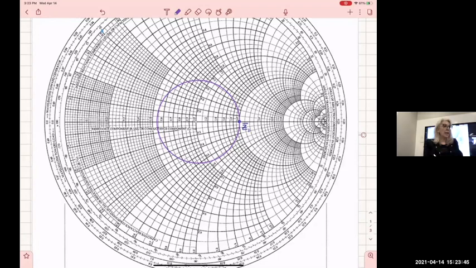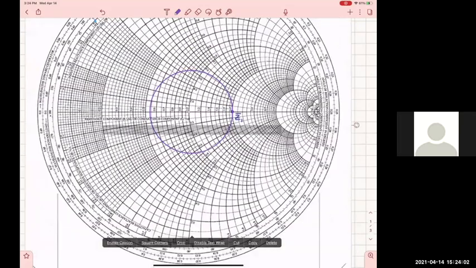And then what would I have to do to be able to find Z input for this line at BB prime? I will have to move on this line, from the end of the line towards the source, the generator.